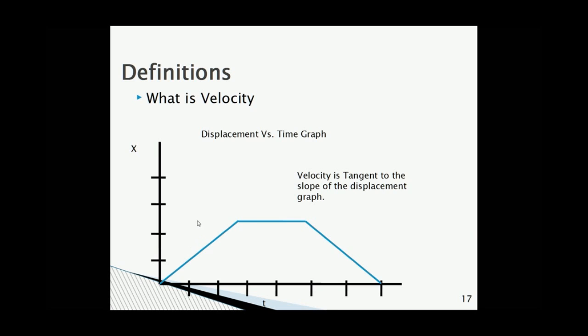And once again, just like displacement is tangent to the slope on the position graph, velocity is tangent to the slope of the displacement graph. And once again, I will draw this to represent that velocity is tangent to the slope of the displacement.